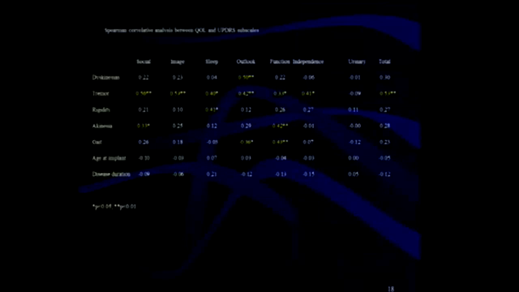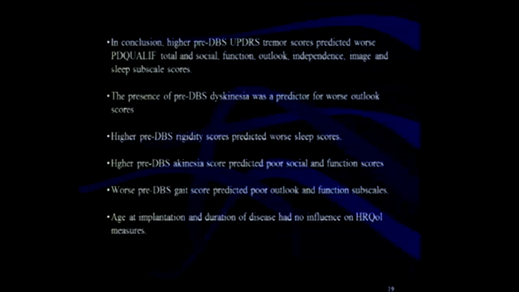Then looking at change between the pre and post, both with quality of life and motor scores, showed pretty much the same thing, what we expected: there was correlation with tremor in the same subscales, and akinesia primarily affected social and function. Gait was primarily outlook and ability to function. This just summarizes what I said, and I didn't include some of the ADL scores, but those weren't predictive, at least in this study.